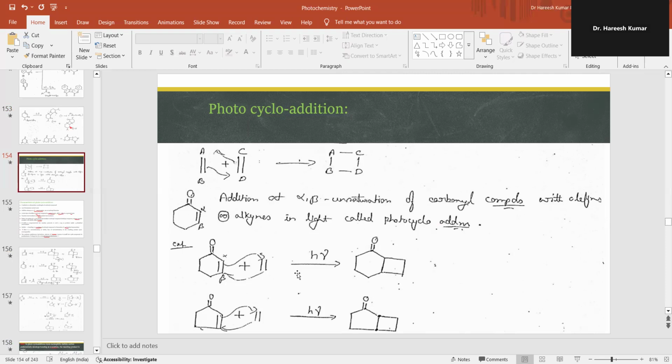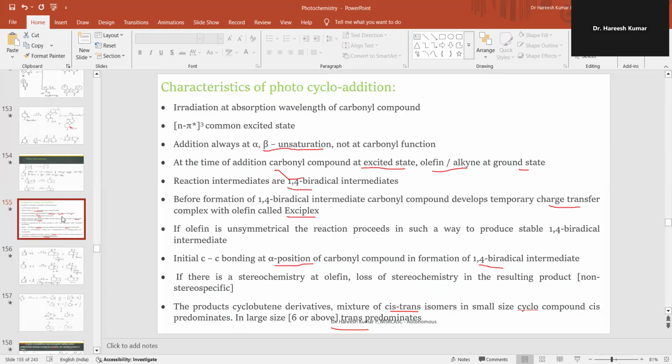More particularly, here addition takes place only at the alkene, meaning the unsaturated double bond, not the carbonyl. See here also the reaction takes place at the unsaturated double bond, not the carbonyl compound. Obtained ones are addition products. So let's look into the characteristics of the photocycloadditions.